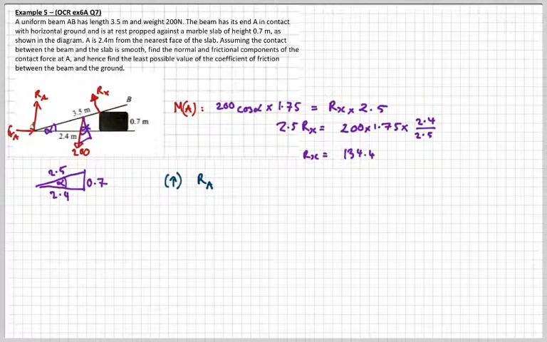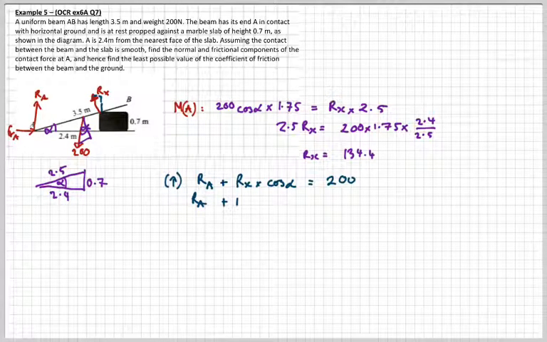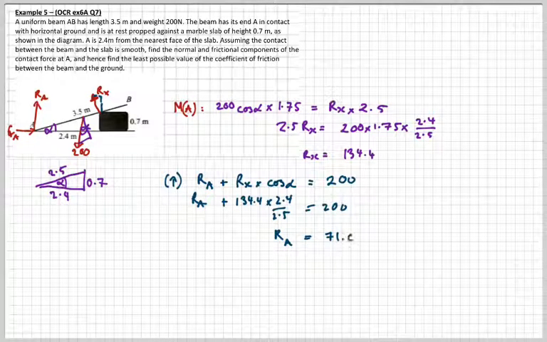Vertically, we have R_A acting up. We have the component of R_X acting up as well, which is R_X times cos alpha. And this is equal to 200, since everything's in equilibrium. So, replacing R_X by 134.4 and cos alpha by 2.4 over 2.5, when you solve this equation, you get R_A is equal to 71.0 to 3 significant figures.